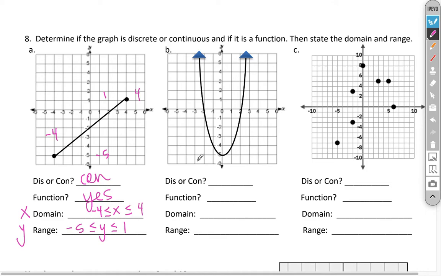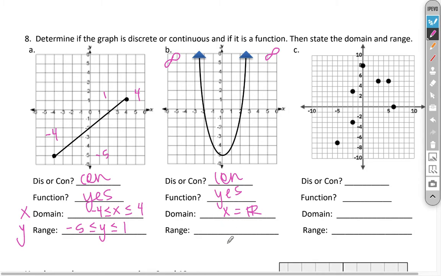All right, B, another line, this is again continuous. Is it a function? Does it pass the vertical line test? Yes. All right, domain. Notice we've got 2 arrows going off of the graph here. So our first x is going to be negative infinity. Our last x is going to be infinity. And if we have infinity for both, it means all real numbers. So x equals all real numbers.